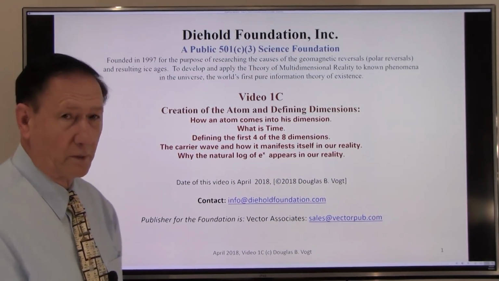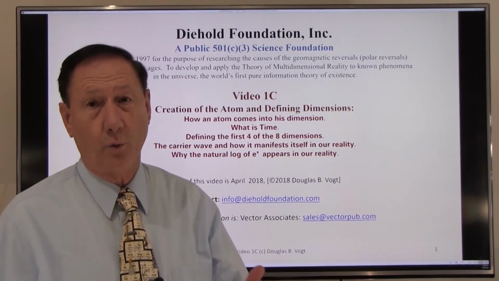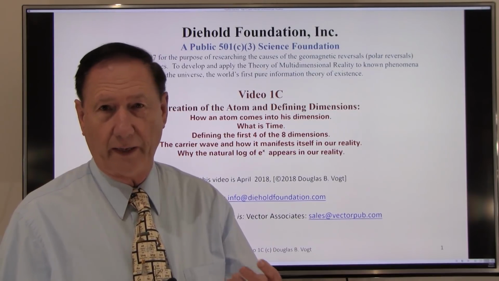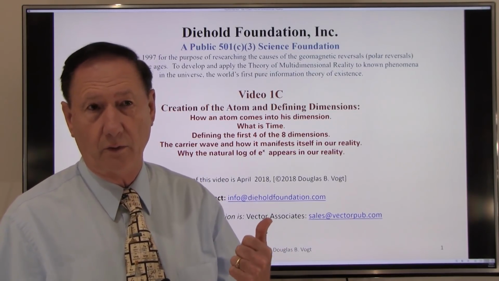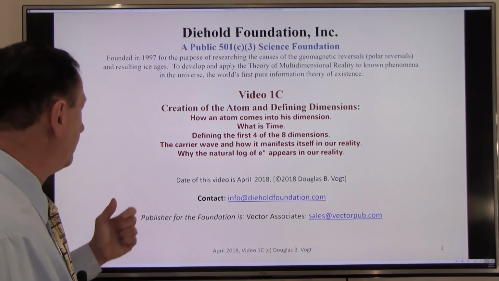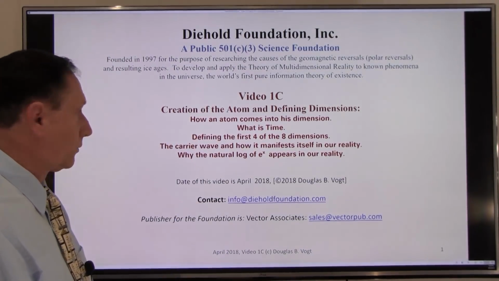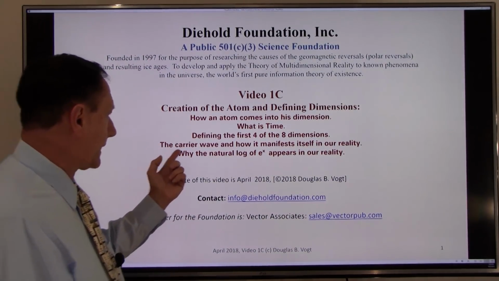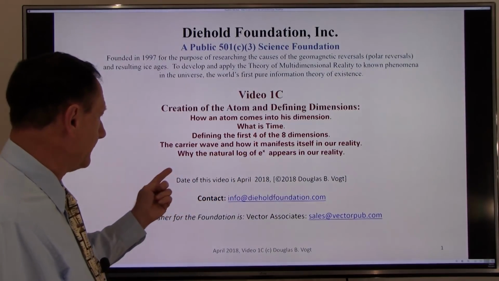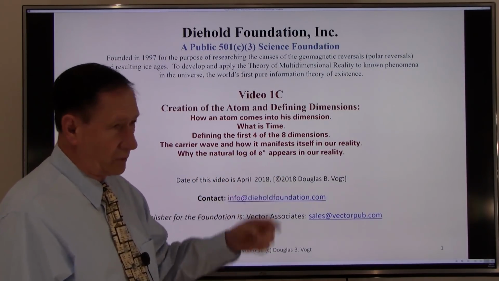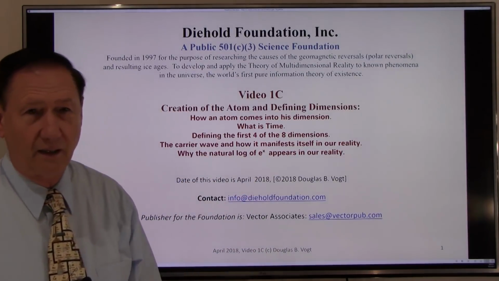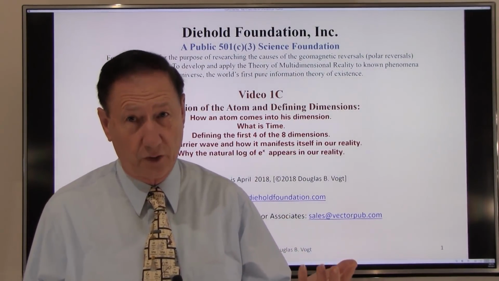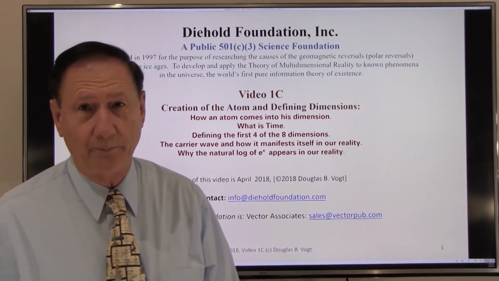And this is where we start getting to the meat and potatoes, how the universe really works, the foundations, how matter comes into this dimension. I define 8 different dimensions. This video will cover the first 4. How the atom is created into this dimension, what is time, the first 4 dimensions, describing the carrier wave and how it manifests itself in our reality, why the natural log e to the x appears in our reality. That's actually quite important. There's 2 formulas that express it, but no one philosophically has ever understood or said why it shows up. And of course, I do.